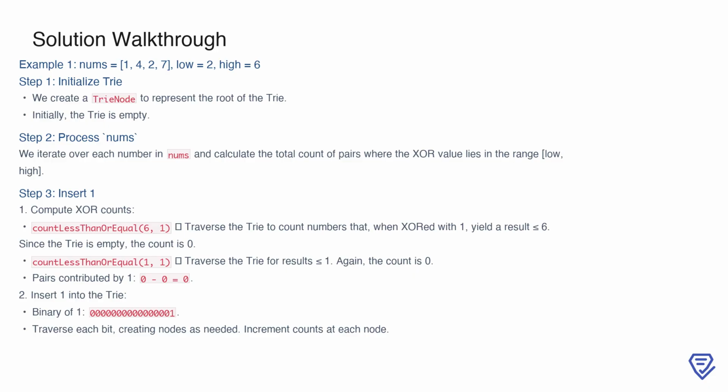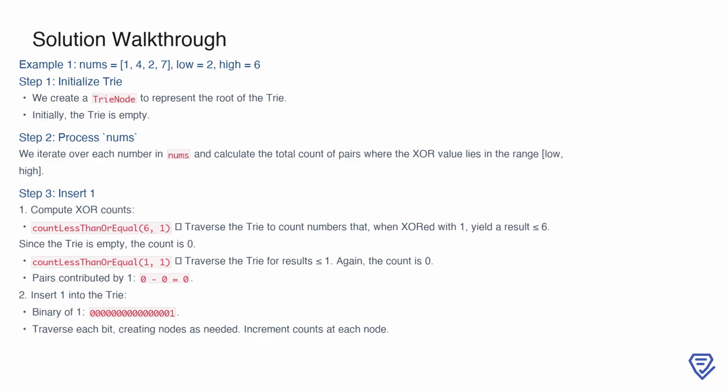Next, we iterate through each number in the array and calculate how many valid pairs it forms with numbers already in the tree. For the first number, 1, we calculate the count of numbers that would yield an XOR result less than or equal to 6 and less than or equal to 1. Since the tree is empty, both counts are 0, and 1 does not contribute any pairs at this stage.